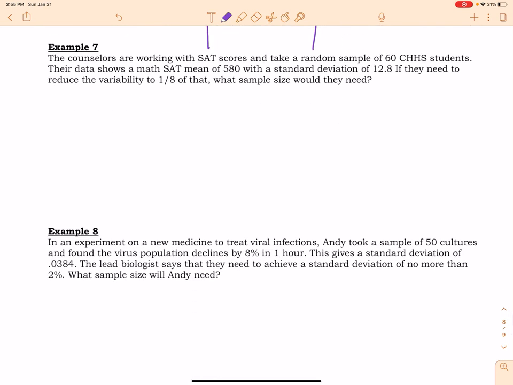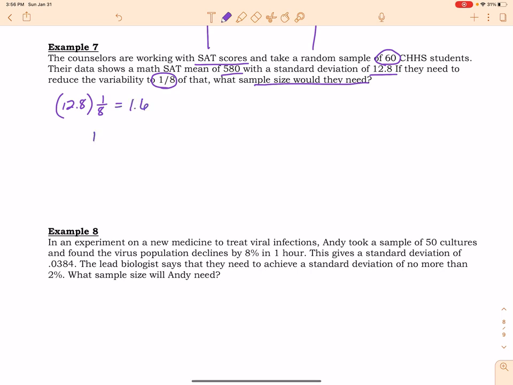Let's look at a different situation. The counselors are working with SAT scores and take a random sample of 60 CHHS students. They show a mean for the math SAT of 580 with a standard deviation of 12.8. If they need to reduce the variability to 1/8 of that, what sample size would they need? Okay, so again, we want our standard deviation to be 1/8 of what it is. So what you need to do is you need to find what 1/8 of 12.8 is. Well, it happens to be 1.6.